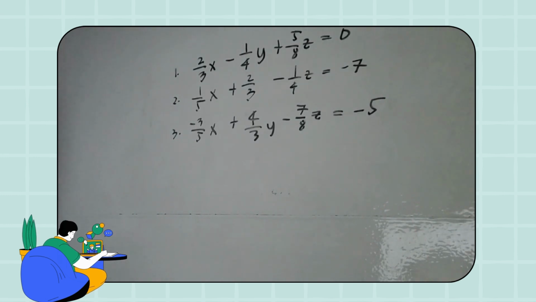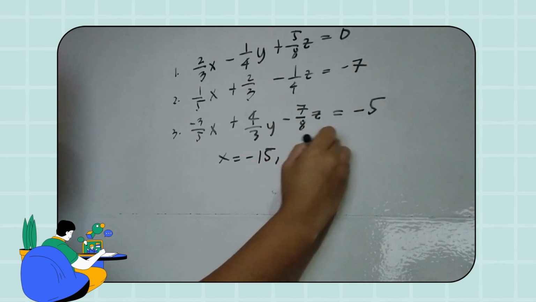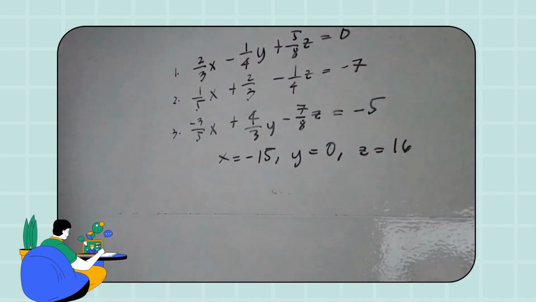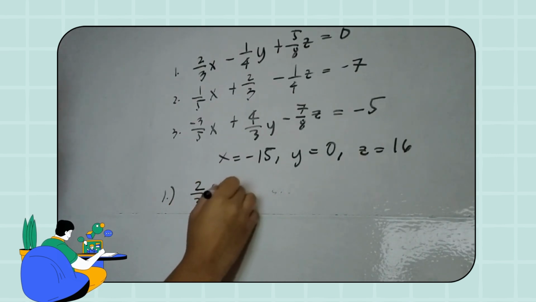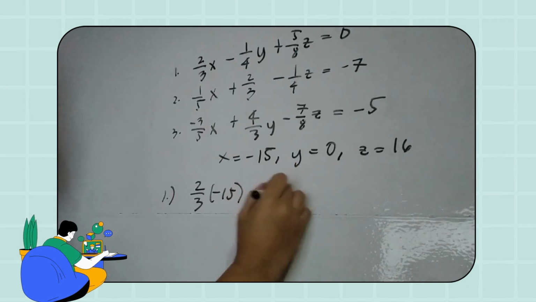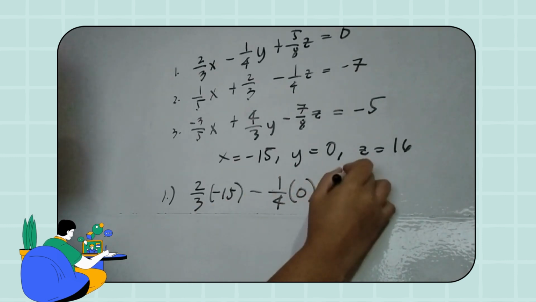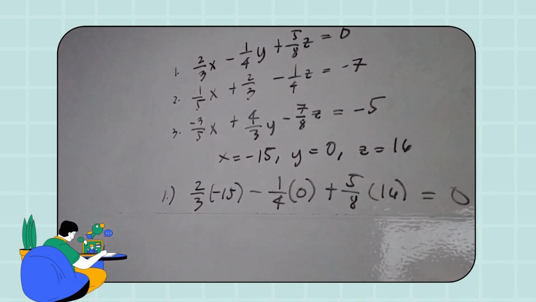Now, let's verify the solution x equals negative 15, y equals 0, and z equals 16 by substituting them back into the original equations. So these are our original equations. Let's proceed with equation number 1. So 2/3 times x, which is negative 15, minus 1/4 times the value of 0 plus 5/8 times 16, that is equal to 0.